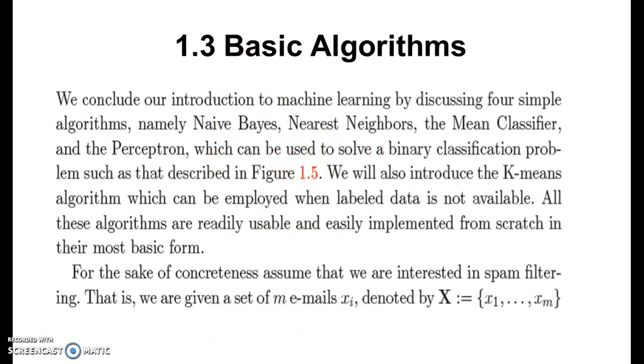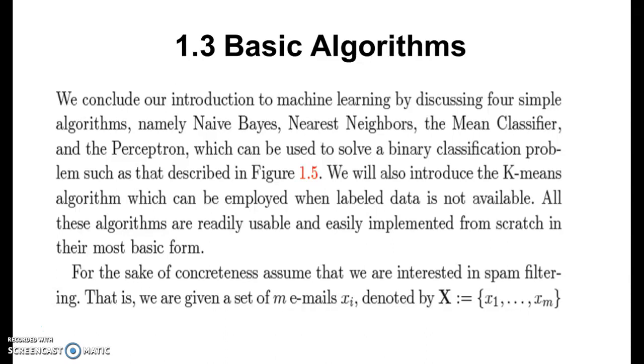Now, basic algorithms. We conclude our introduction to machine learning by discussing four simple algorithms, namely naive Bayes, nearest neighbors, the mean classifier, and the perceptron, which can be used to solve a binary classification problem such as that described in figure 1.5, which we're going to discuss now. We'll also introduce the k-means algorithm, which can be employed when labeled data is not available. All these algorithms are readily usable and easily implemented from scratch in their most basic forms.